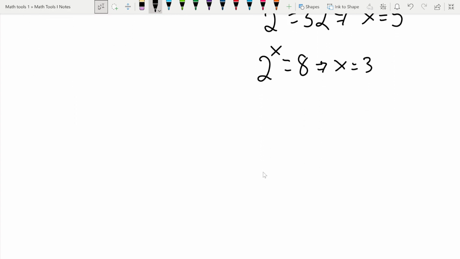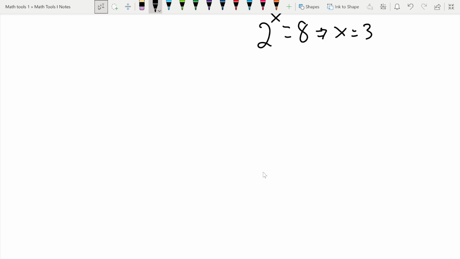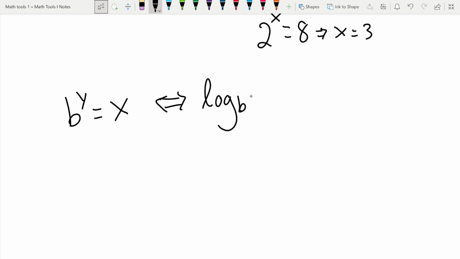Okay. So in general, if we have something like b to the y equals x, b is our base, y is our exponent, x is the answer, we can change this into a logarithm. This sign means that these are equivalent: log with base b of x equals y. Okay. So note how the parts change. All the parts are the same, they're just in different places.